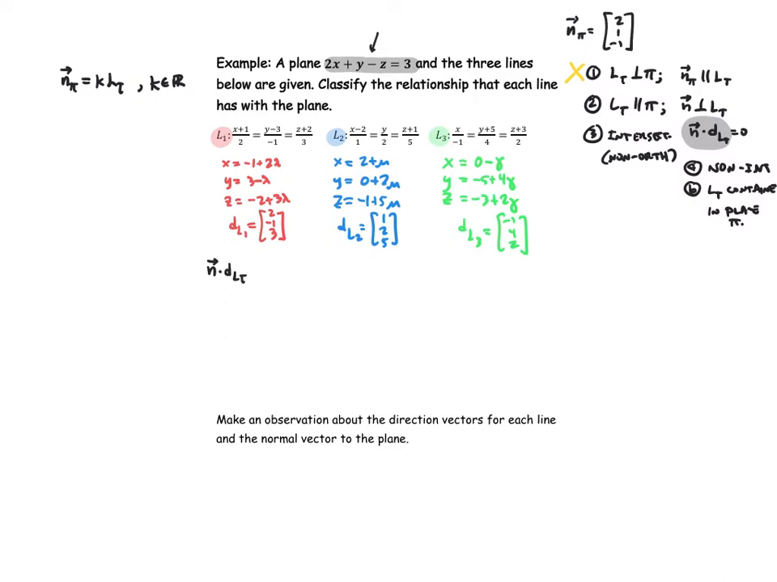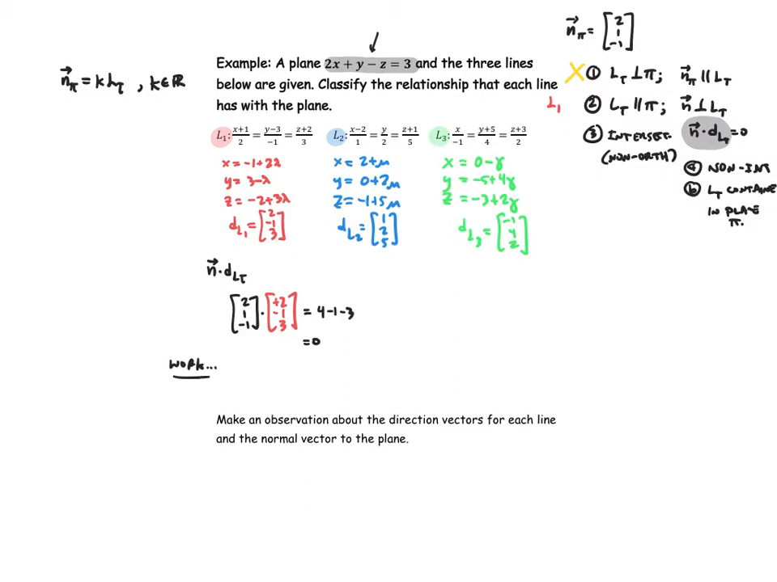I'm going to take the normal for pi and dot it with each of the individual direction vectors. For the first one, I would have 2, 1, -1 dotted with 2, -1, and 3. What does that come out to be? Well, that's 4 minus 1 minus 3, that equals 0. So L1 is going to be parallel to pi. We don't know if it'll be non-intersecting or contained in the plane quite yet. So we still have some work to do here.